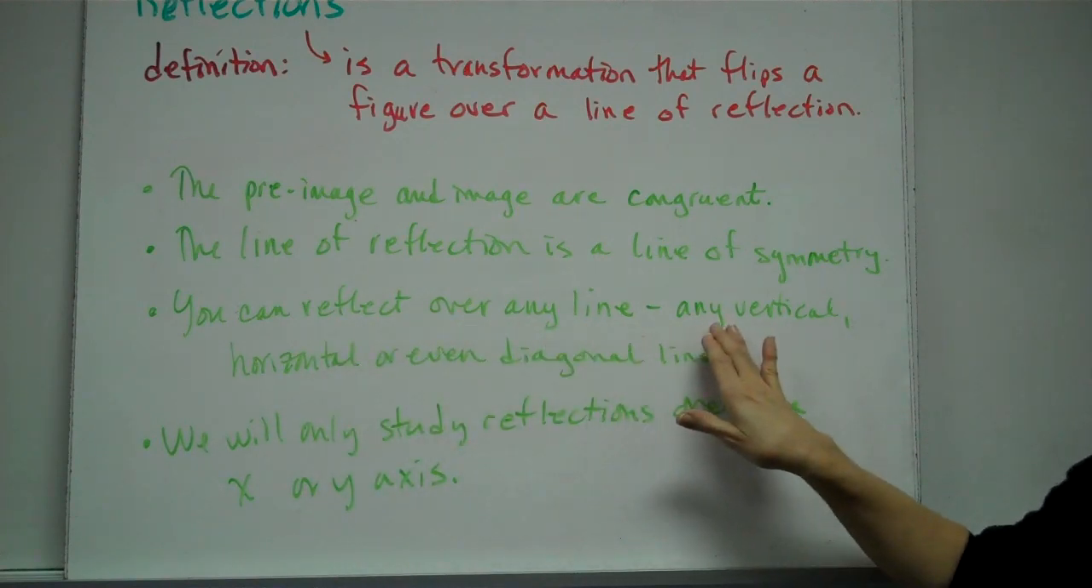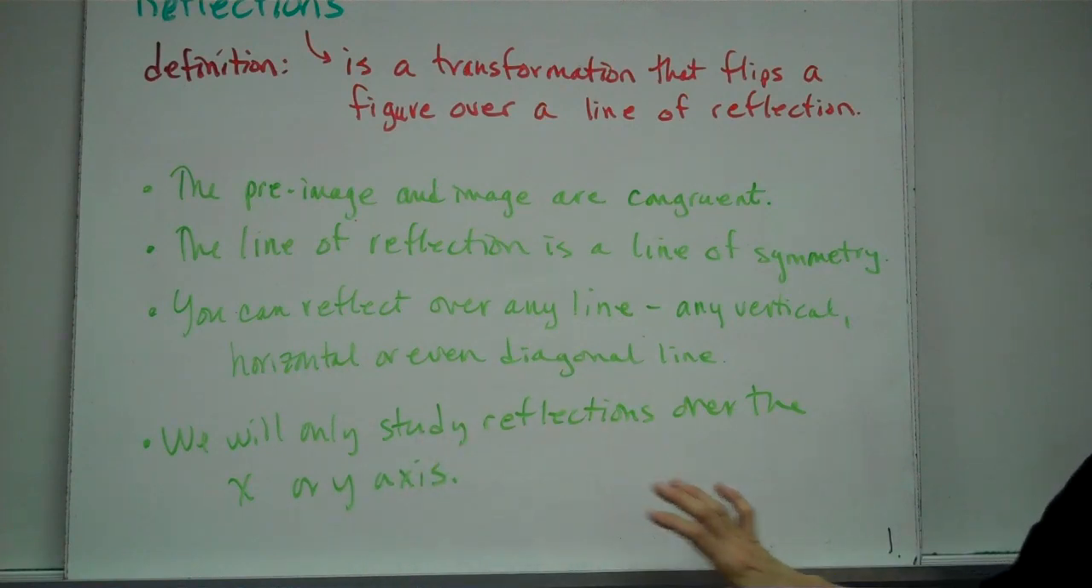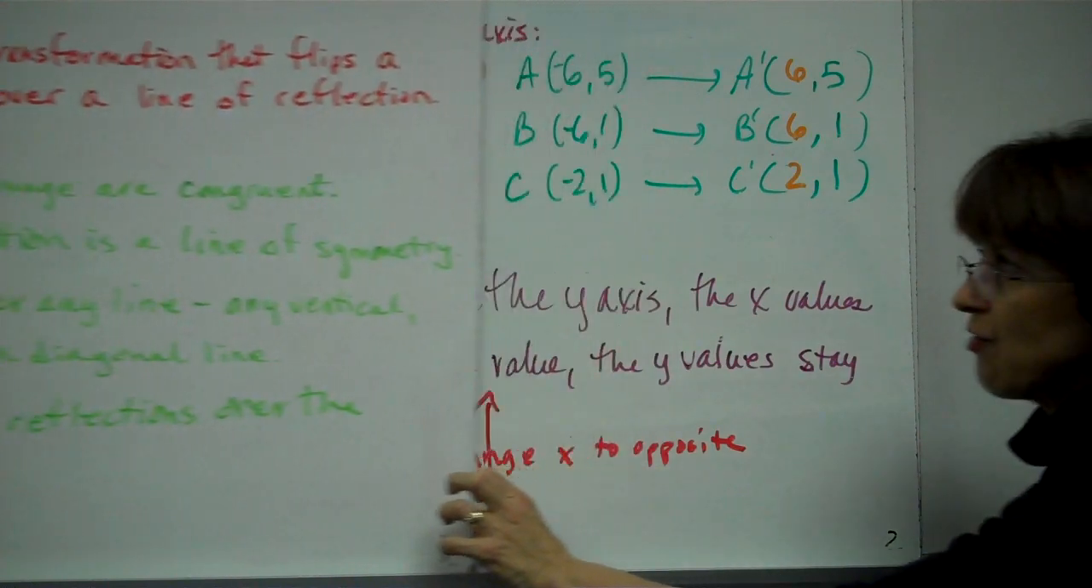You can reflect over any line, any vertical, horizontal, even a diagonal line. We are going to only study reflections over the X or Y axis. Okay, that's what makes it pretty straightforward and pretty simple. There's only two things you've got to remember.